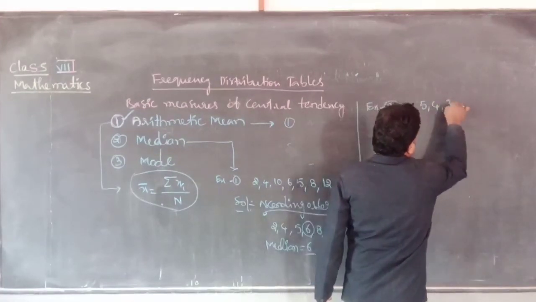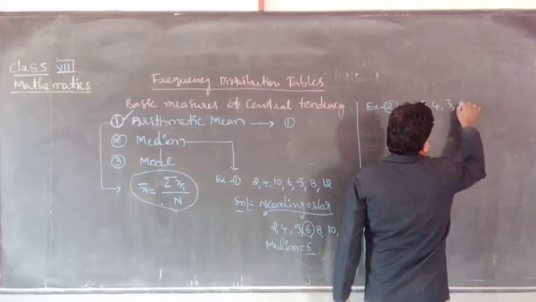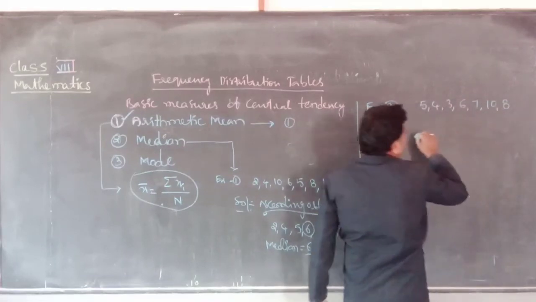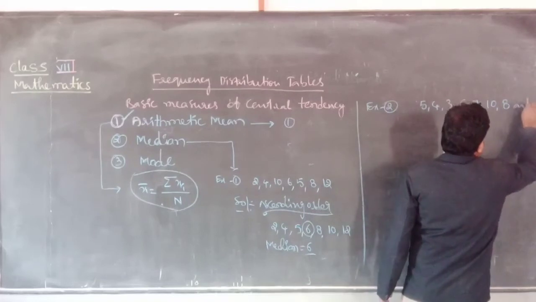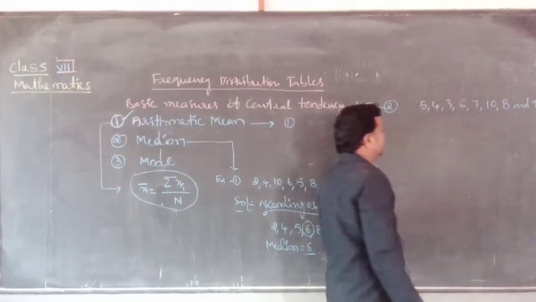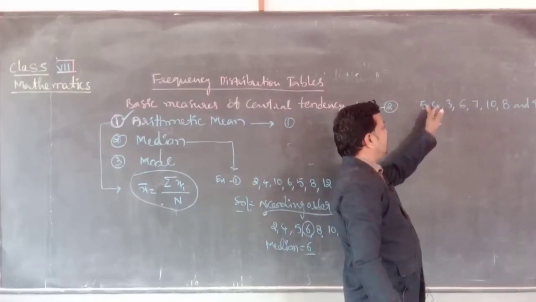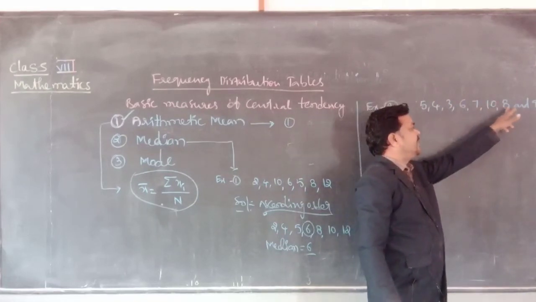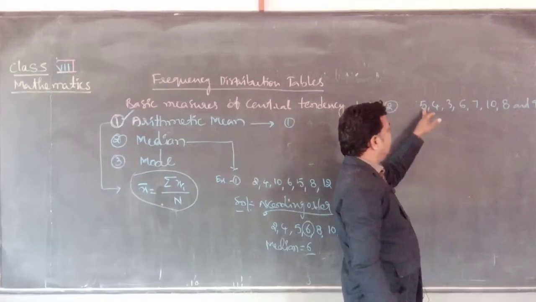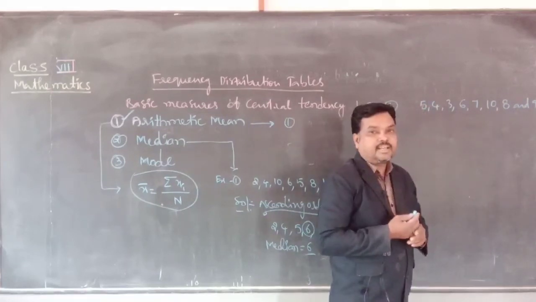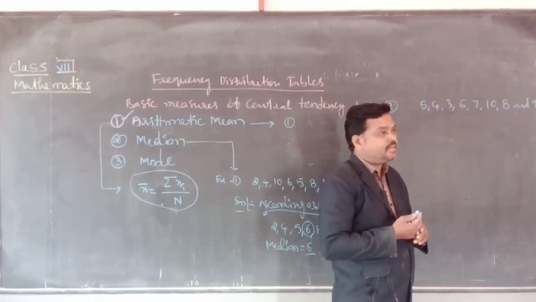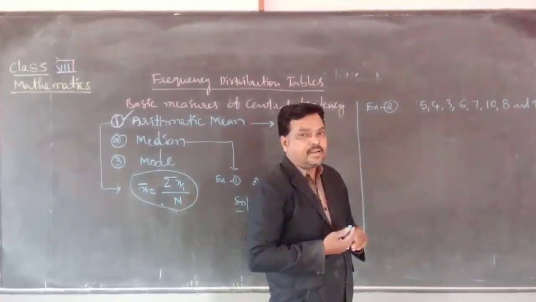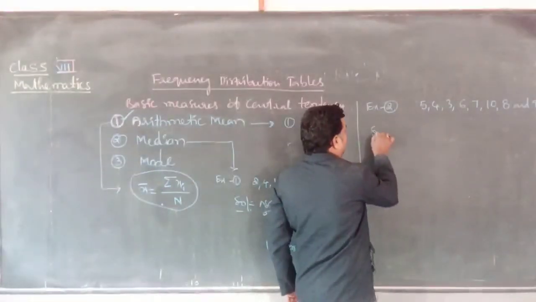Given the observations are 5, 4, 3, 6, 7, 10, 8 and 9. There are a total of 8 observations, and 8 is an even number. So first of all we have to arrange them in ascending order or descending order.